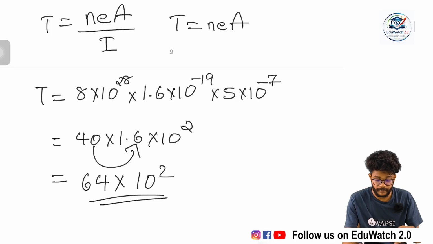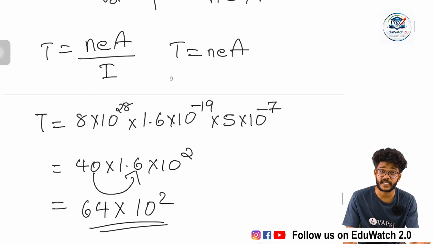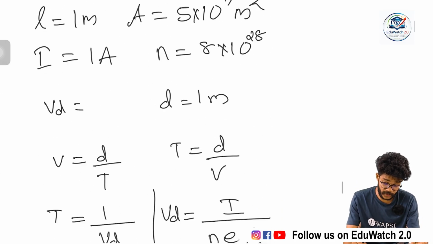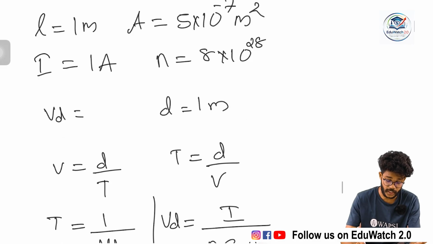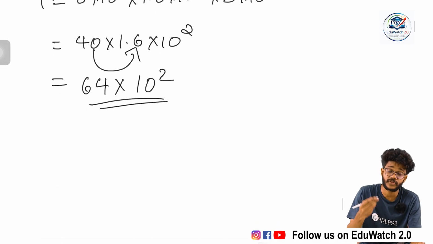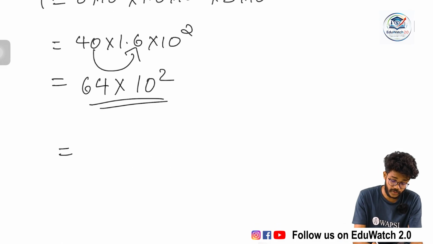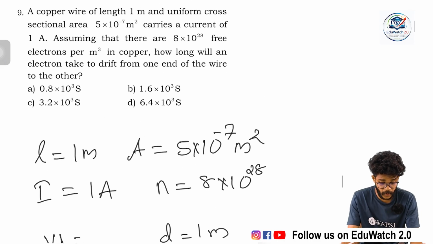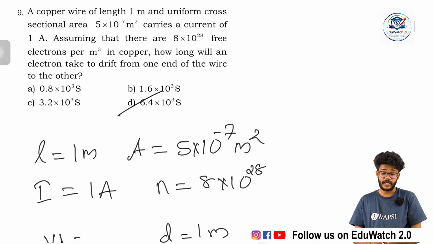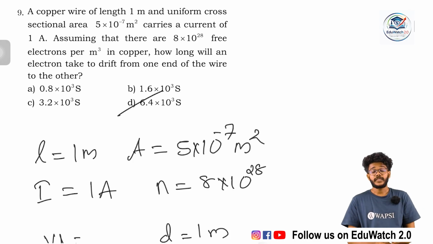Now we can compare our answer, 64 into 10 raised to 2, with our options. No option has 10 raised to 2. All options have 10 raised to 3, so we need to change our answer to 10 raised to 3. That will be equal to 6.4 into 10 raised to 3. Now we can compare our answer. 6.4 into 10 raised to 3 is option D. Option D has 6.4 into 10 raised to 3 seconds.